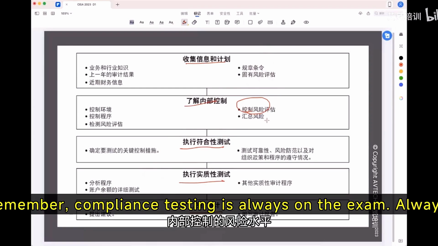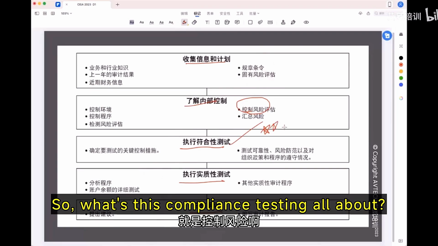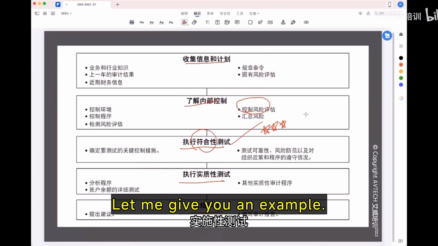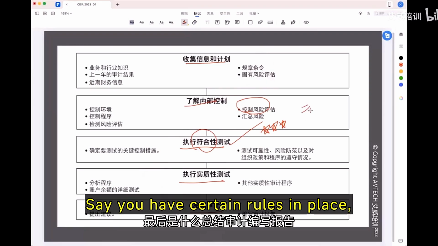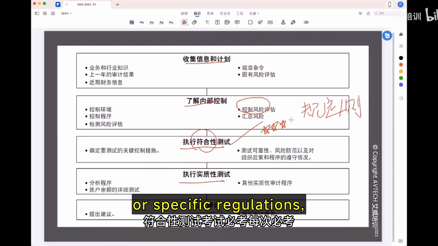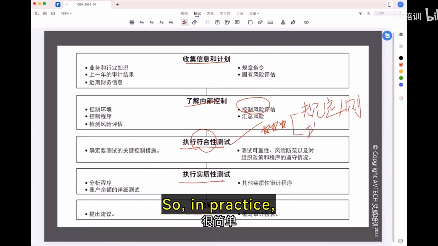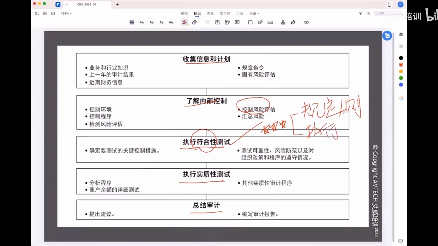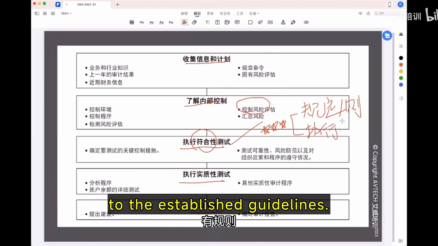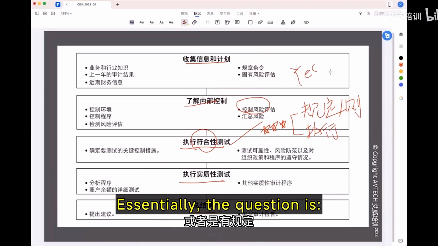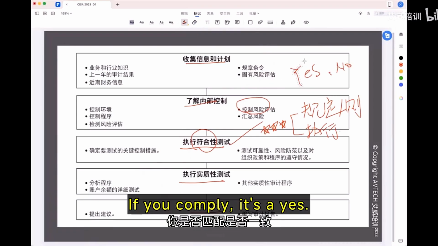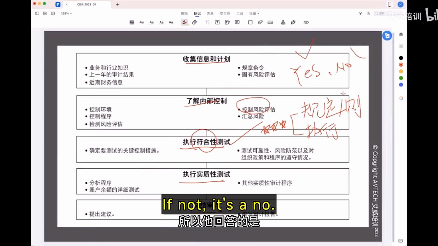Remember, compliance testing is always on the exam. Always. So what's this compliance testing all about? It's actually quite straightforward. Let me give you an example. Say you have certain rules in place or specific regulations. You follow me? In practice, you compare your actions to the established guidelines. Essentially, the question is, do you follow the rules or no? If you comply, it's a yes. If not, it's a no.